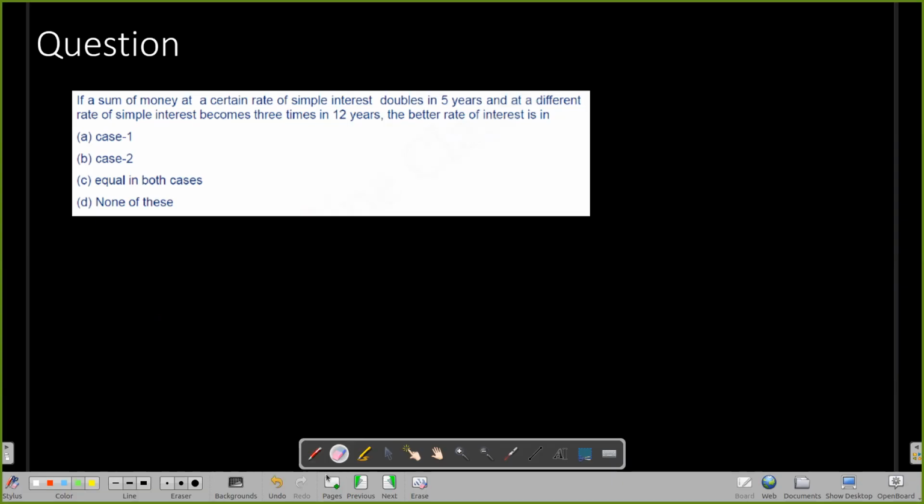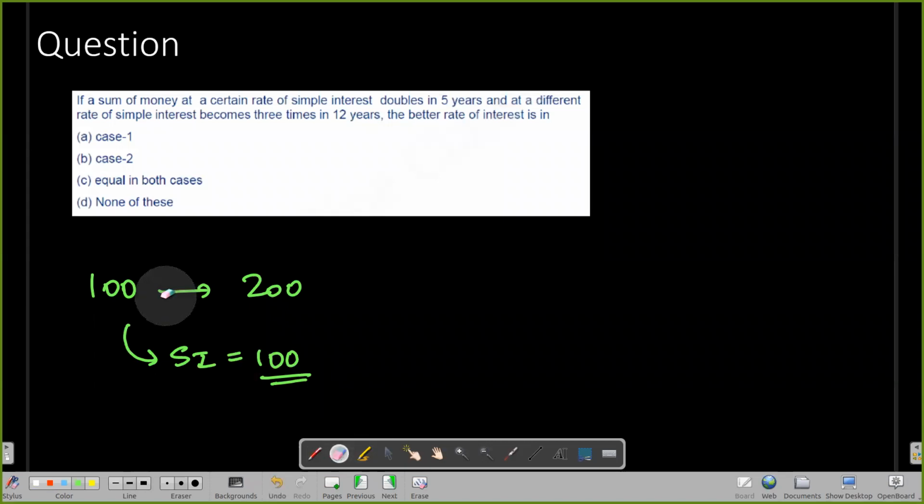Listen carefully. 100 rupees grows and becomes 200 rupees. It becomes double, right? So 100 grows and becomes 200. It means that the simple interest received in this case is equal to how much? It is equal to amount minus principal. The simple interest is P itself, that is equal to 100, right?